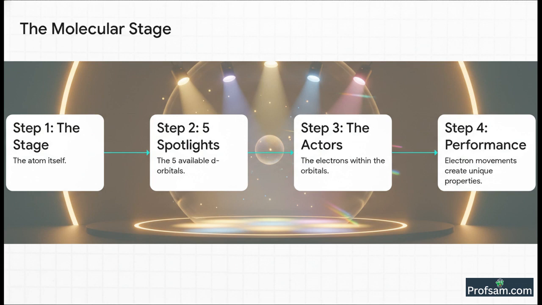Now, on this stage, there are 5 spotlights shining down. These 5 spotlights represent the 5 available d orbitals. The actors on this stage are the electrons. And the performance? The performance is the movement of these electron actors as they jump from one spotlight position to another. It is this movement, this jumping from one d orbital to another, that creates the color, the variable oxidation states, and all the other special properties.